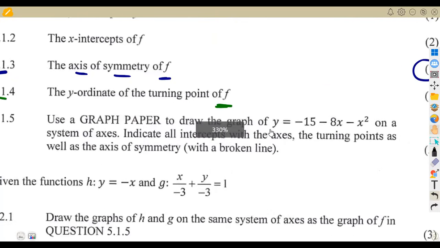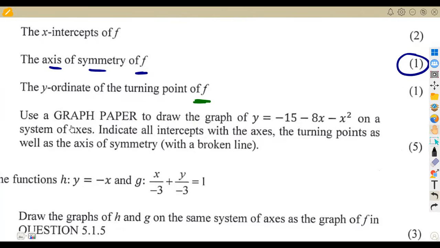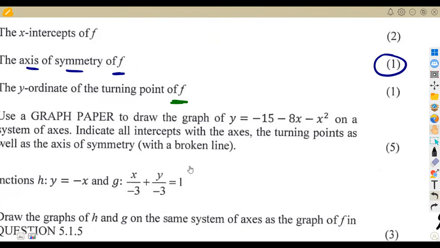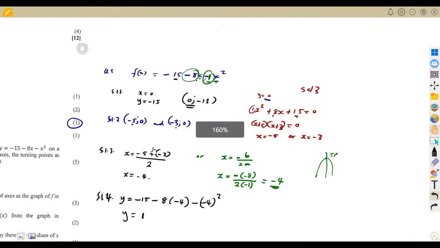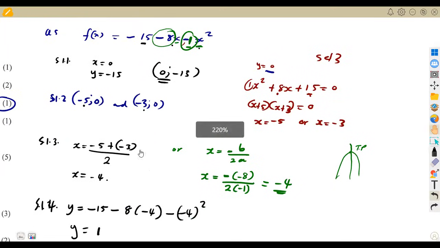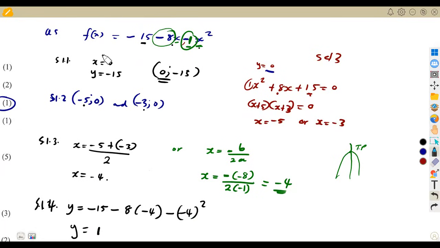Then the question now is, use the graph paper to draw the graph of this on the system of axes. Indicate all the intercepts with axes and the turning point, as well as the axis of symmetry with a broken line. So with the information that we got here, this is the information that we are going to use now on our graph to draw this graph that they're asking us. So starting with the turning point, the value of y, the y-intercept, the x-intercepts, and so forth. Remember, this part here, we are talking about the x-intercepts. Here, we're talking about the y-intercept. All right. So we're going to be having something of this nature.